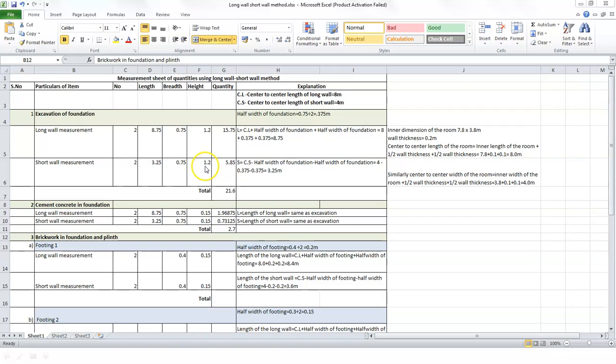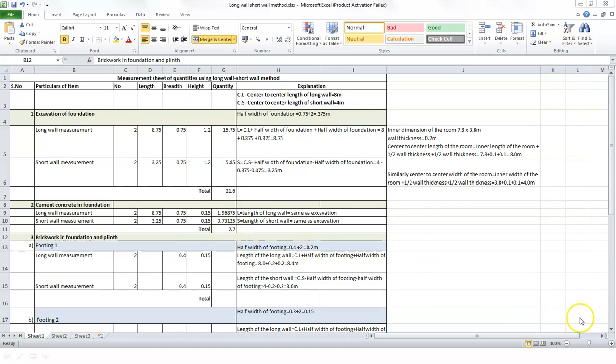So we have the measurement as 0.15, and then we added that value here, 8.75 and 3.25, and then we multiplied it by the number 2 into length into breadth into height, and 2 into length into breadth into height, and then we found the quantity, and then we totaled it and found the measurement for that particular item. So cement concrete is 2.7 meter cube.